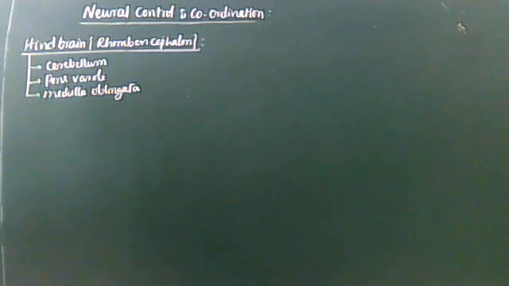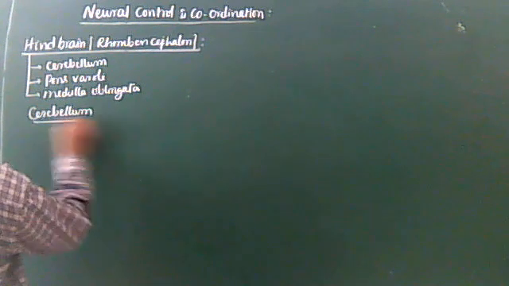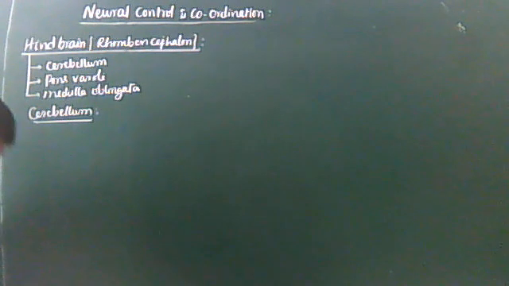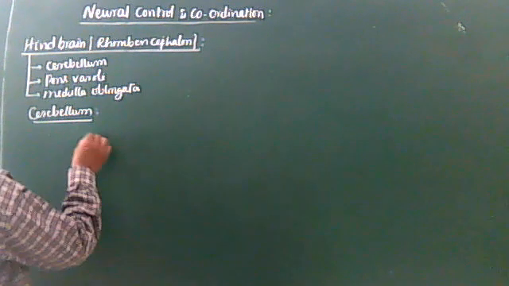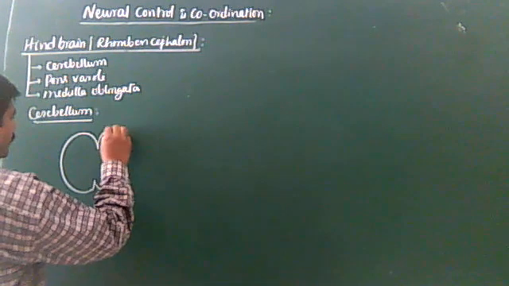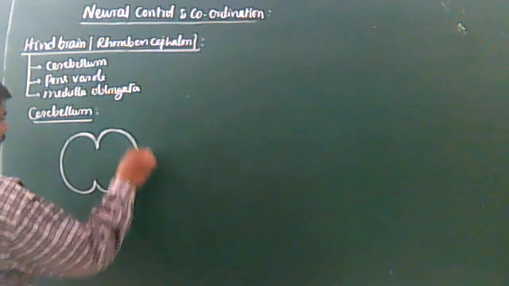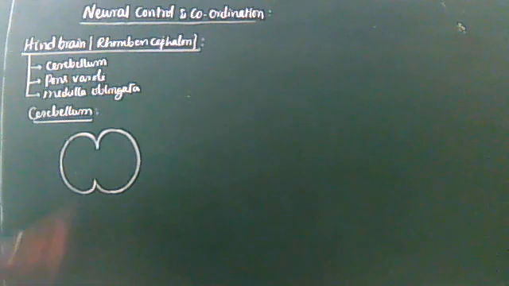Okay, let it be. Now let us come to the cerebellum. This is the second largest part of the brain. It is present below the cerebrum and above the pons varolii, or you can say the medulla oblongata. It consists of two lateral cerebellar hemispheres.